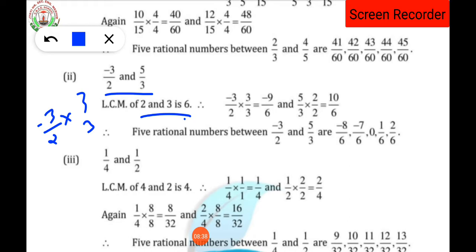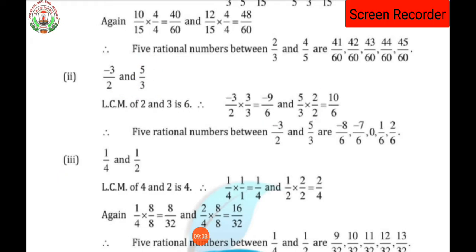So 2 threes are 6, so minus 3 into 3 will be minus 9, and 2 threes are 6, so here we are getting this number. Then in the same way for the second part of the question, that is 5 upon 3, the denominator 3 will be multiplied by which number to get the LCM 6? That number will be 2, and the same number will be multiplied in the numerator also. So the numbers we finally got after multiplication are minus 9 by 6 and 10 by 6.